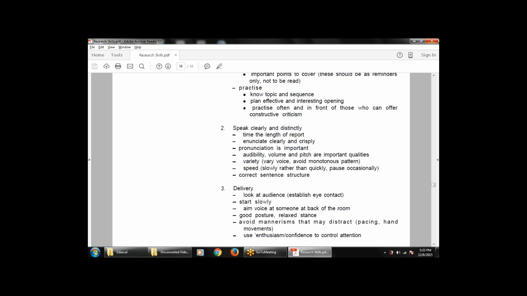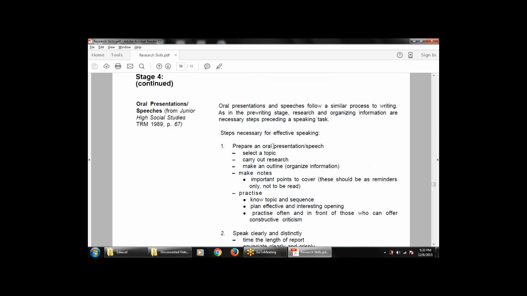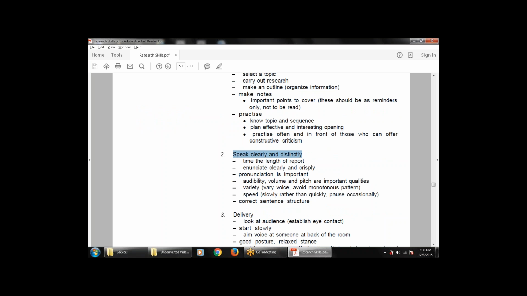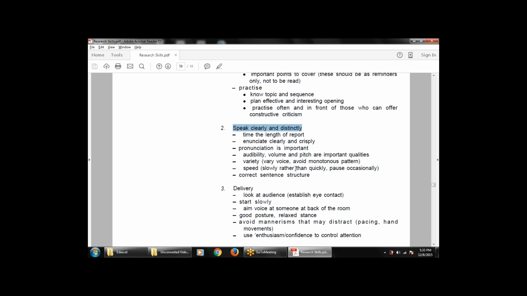So the next point is the delivery. The first point is to prepare an oral presentation or the speech. The second point is to speak clearly and distinctly. The third point is delivery, that is, how you deliver the content.